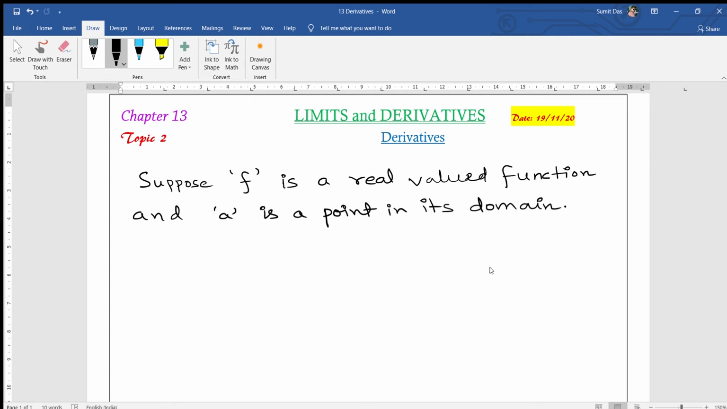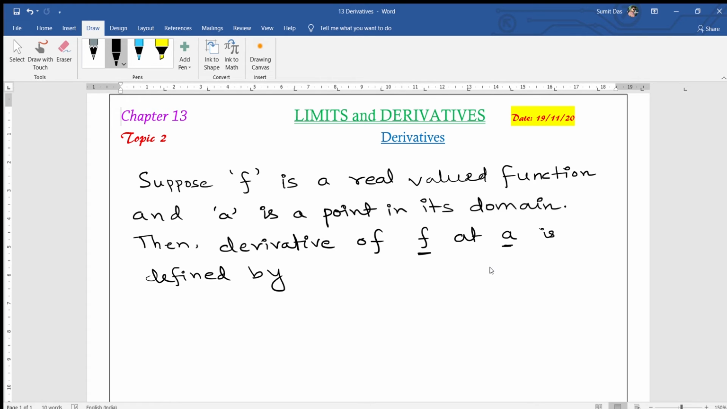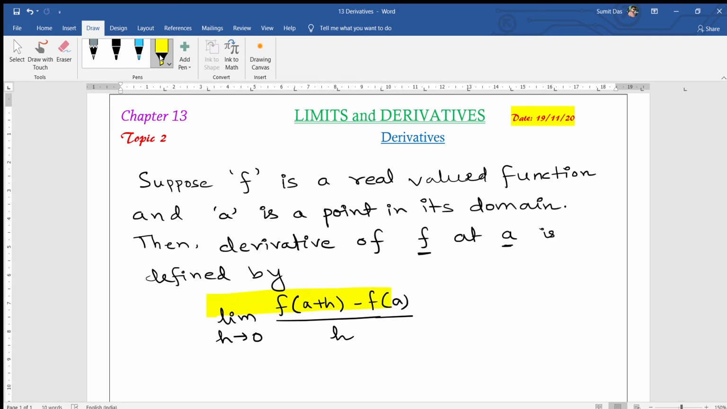that the derivative of f at a is defined by limit h tends to 0, f of a plus h minus f of a, divided by h. This is our derivative formula, the definition basically.